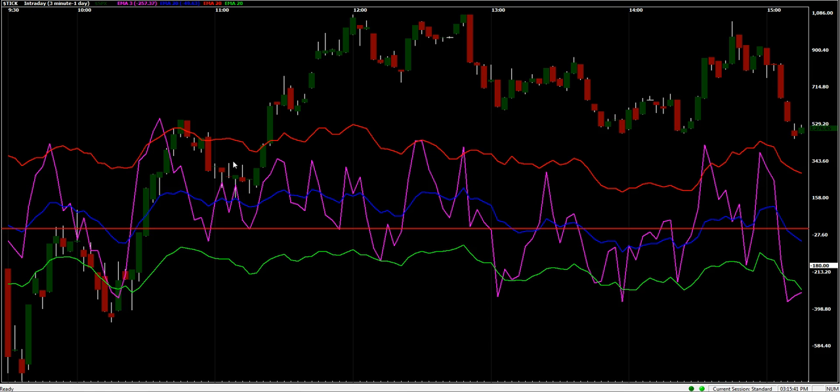So the bars in the background are the S&P 500, and the purple line and the blue line are both moving averages of the actual tick. The tick itself, the raw value, is hidden. I like these moving averages because they smooth the data. And then these red and green bands are the upper and lower boundaries.